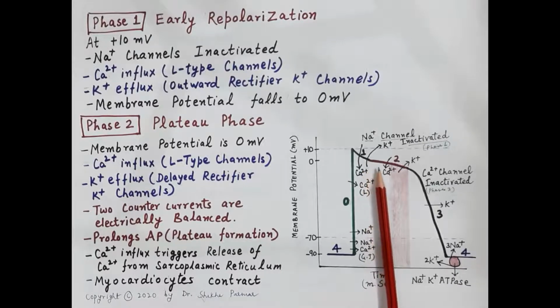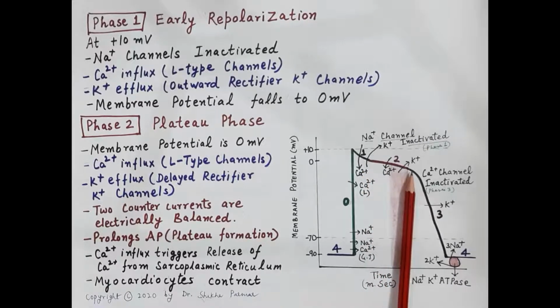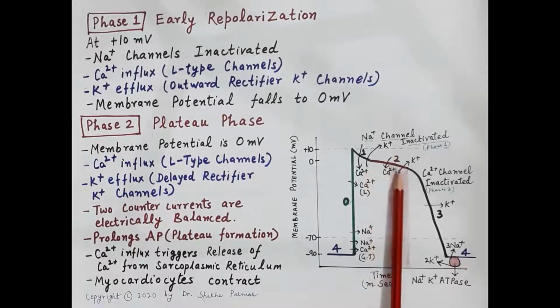Phase 1 is followed by a very important phase that is termed the plateau phase, that is phase 2. It is shown here in the red color, and this phase 2 or the plateau phase is responsible for the long duration of the action potential of normal cardiac cells. Now, let's see what happens during this phase.